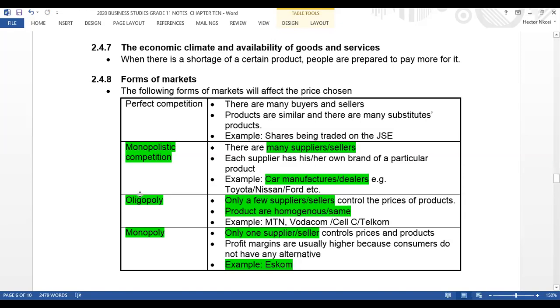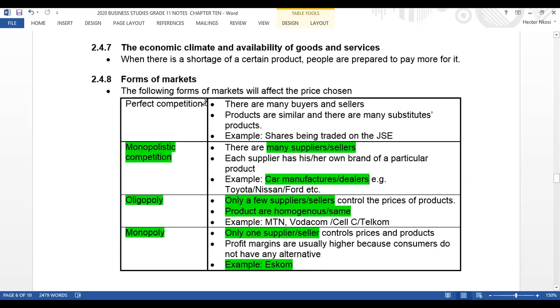As much as you can get your cars anywhere, yes, the product is the same, but what they offer is the branding. The branding is different. Therefore, those people are regarded as monopolistic competition, because Toyota won't do the same job as Nissan, and Ford cars won't do the same job as Toyota and Nissan cars. So it's always about your preference, what the consumer likes.